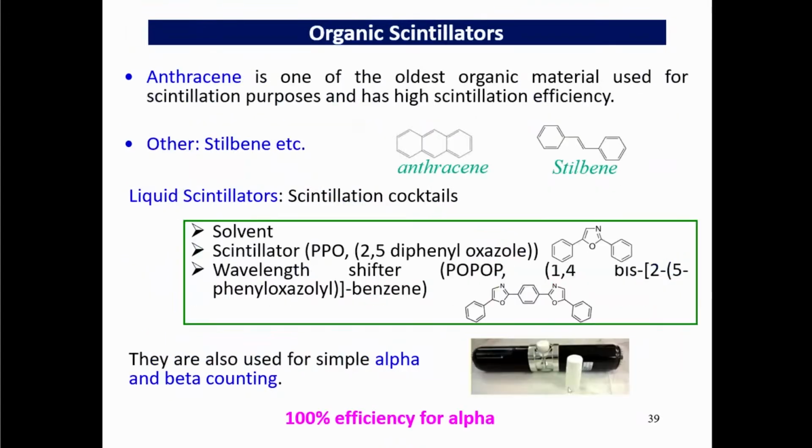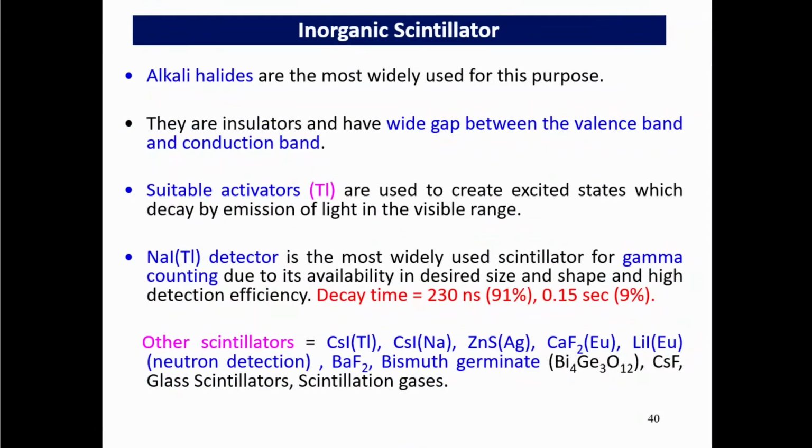If we look at inorganic scintillators, the alkali halides, as I mentioned, are the most widely useful. They are insulators and have a wide gap between the valence band and conduction band. A suitable activator like thallium is used to create excited states which decay by emission of light in the visible range. Sodium iodide thallium detector is the most widely used scintillator for gamma counting, and other scintillators are also possible.